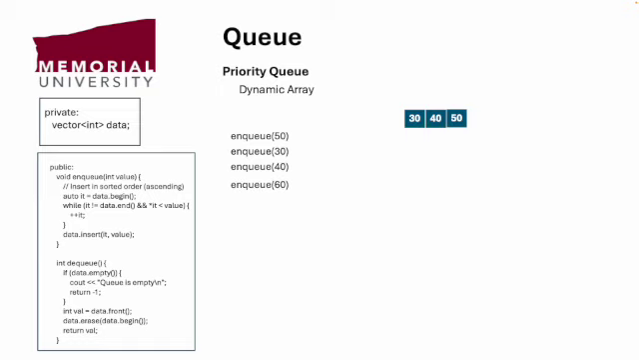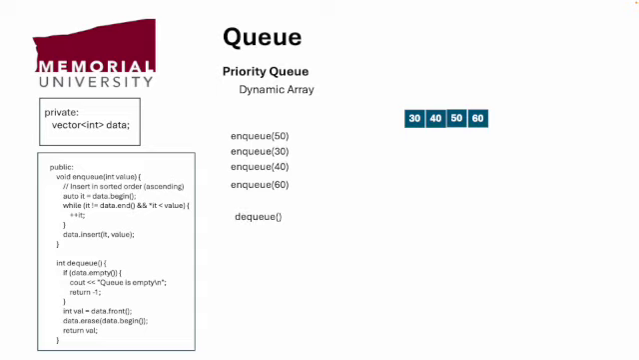Enqueue 60 now. We loop over, right? Continue the loop until where? Until the end. If the iterator is equal to end, they jump out of the while loop and insert at the end. Makes sense, right?